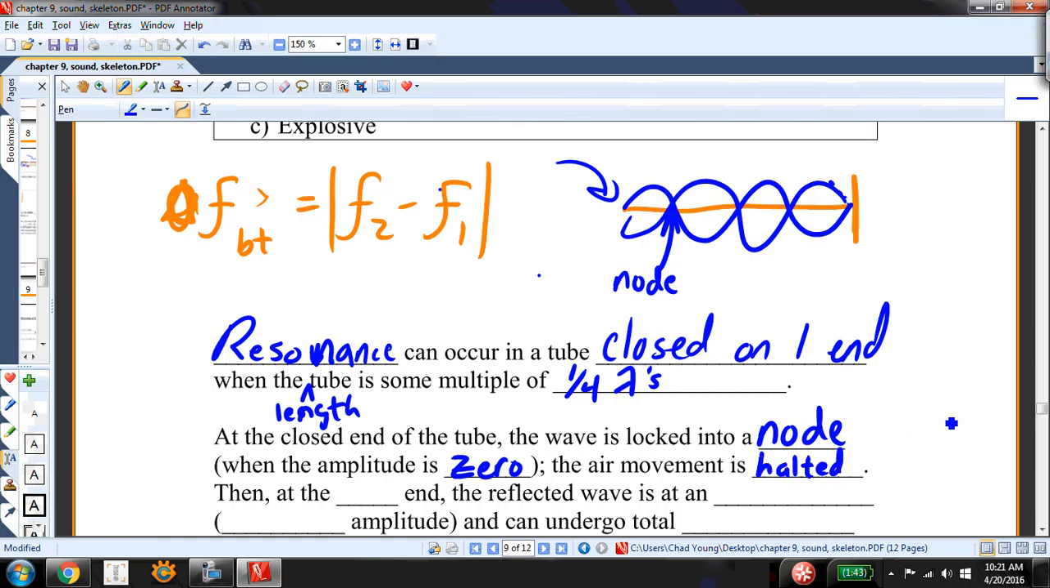So here I'm talking about a tube. It's closed on one end and it's open on the other end. And you can imagine that at this end, the motion of the air is like it's locked into place. It can't move at that end because it's closed. And so we have a node there. Then at the open end, the reflected wave is at an antinode.